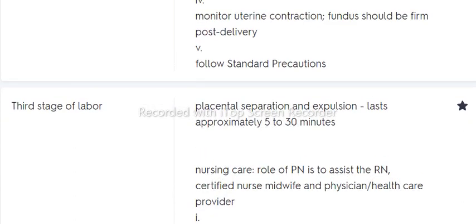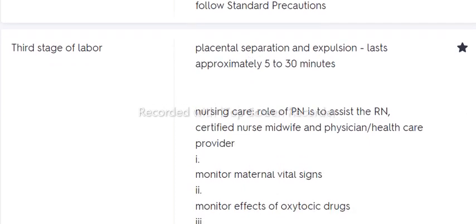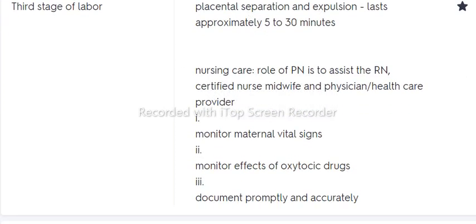Third stage of labor. Placental separation and expulsion, lasts approximately 5 to 30 minutes. Nursing care. Role of PN is to assist the RN, certified nurse midwife, and physician healthcare provider. Monitor maternal vital signs. Monitor effects of oxytocic drugs. Document promptly and accurately.